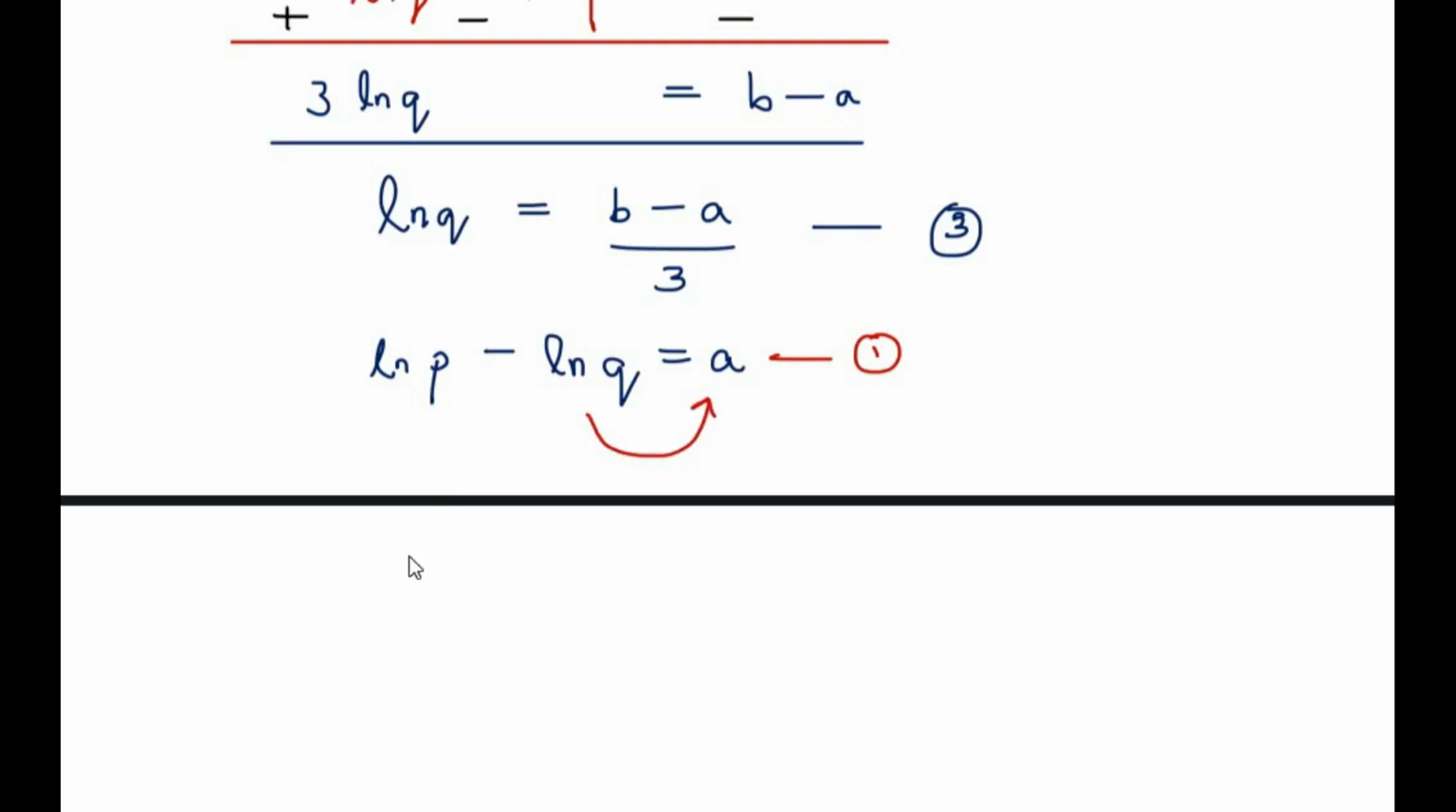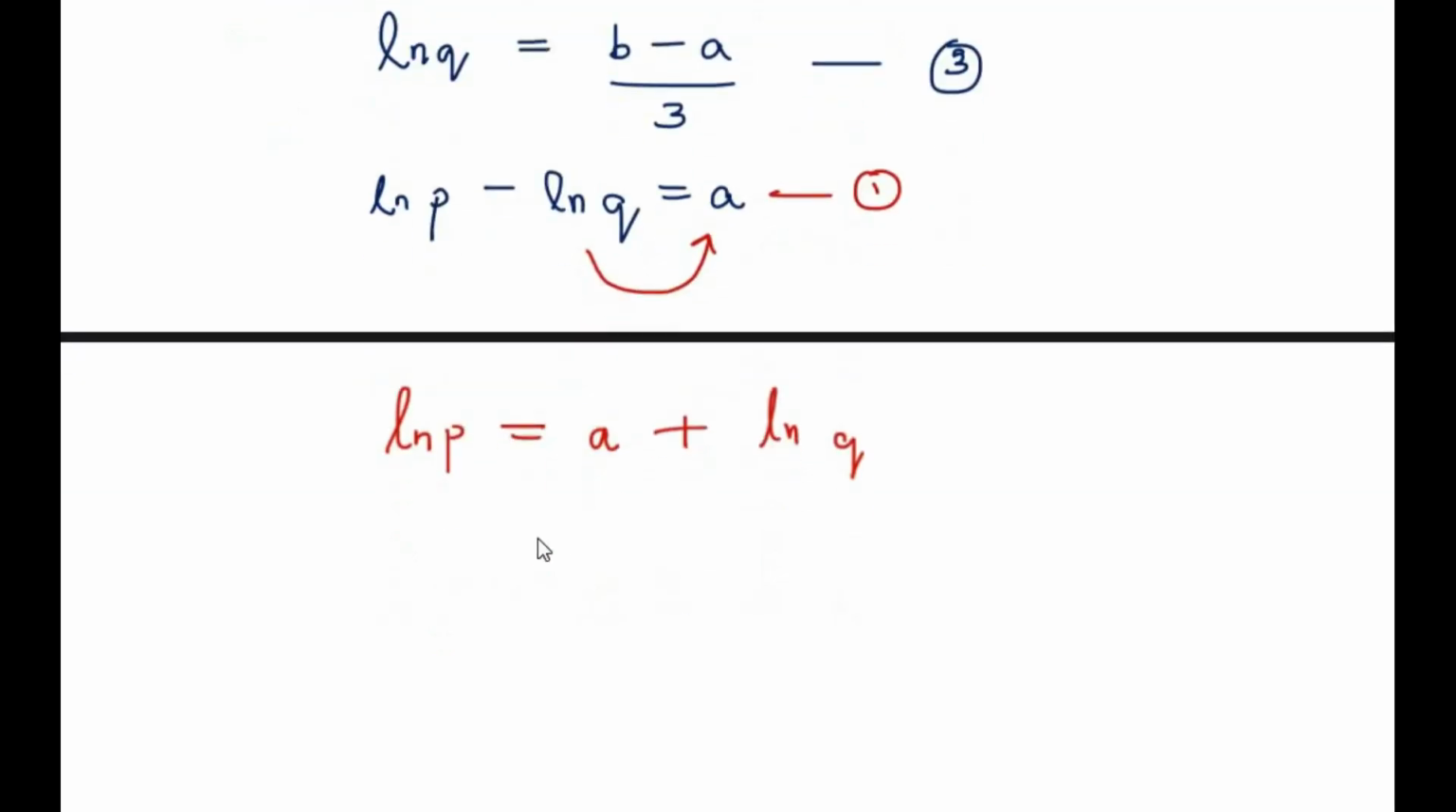So we get here ln p is equal to a. Now minus ln q becomes plus ln q. And here in place of ln q, we are just going to plug in the value of ln q, that is (b minus a) over 3. So here we are going to write a plus (b minus a) over 3.